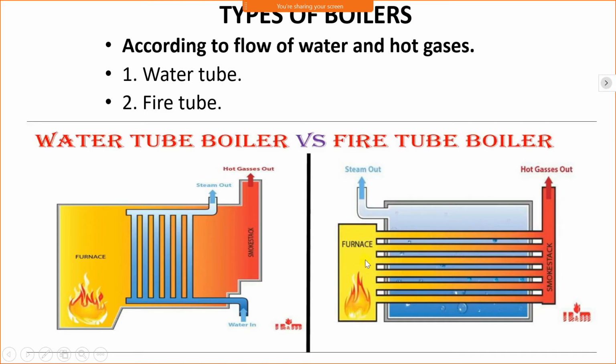Now in the fire tube boiler, the flue gases formed during combustion of the fuel in the furnace pass through the tubes, and these tubes are surrounded by water. Here you can see the quantity of water is very high, therefore generation of steam is very low. Suppose there is an immediate requirement of steam, then the fire tube boiler cannot meet the immediate requirement, whereas the water tube boiler can produce steam at a very high rate.